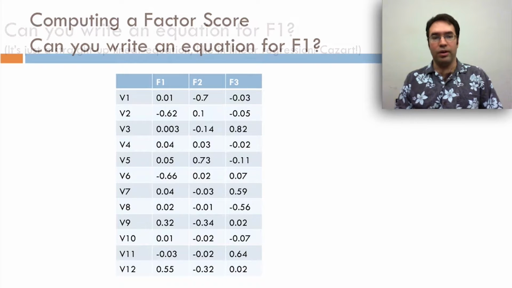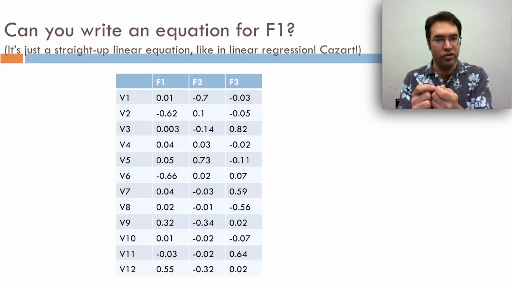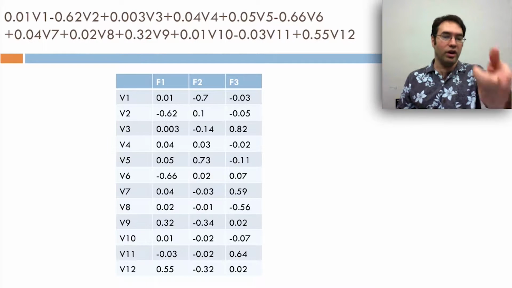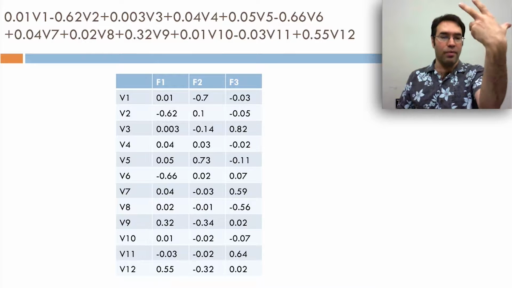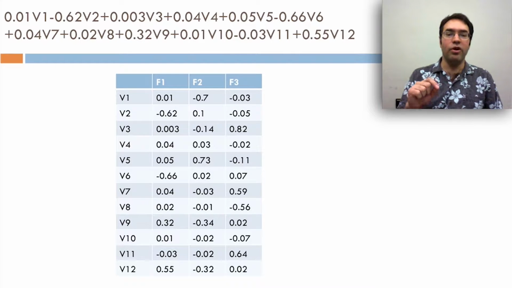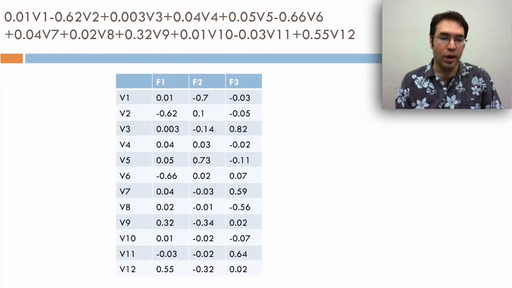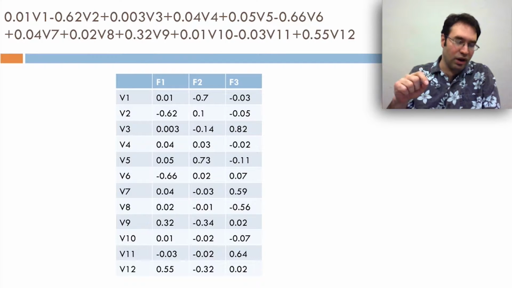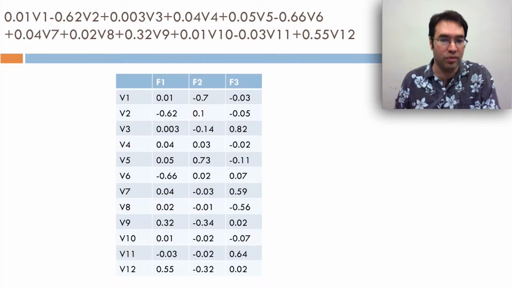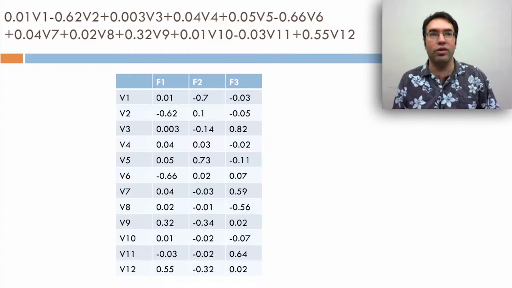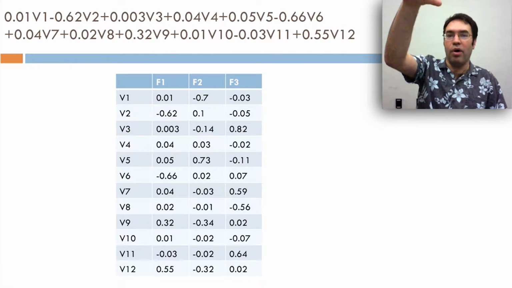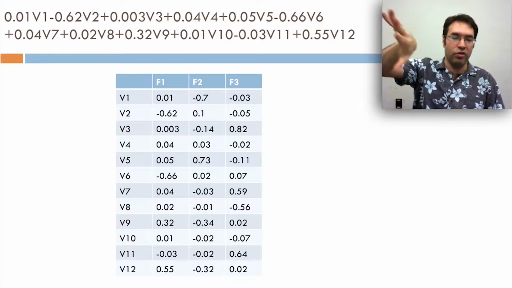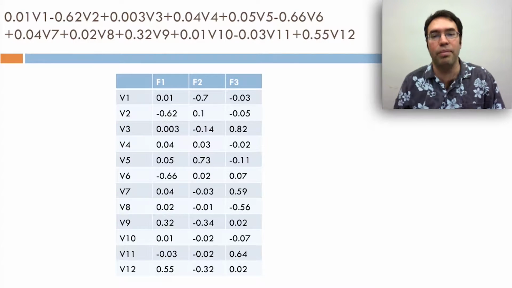Turns out to be pretty easy. You just take a straight up linear equation, like in linear regression. So, for example, what you'll get here for factor 1 is, look at the top left cell, 0.01 times V1 minus, go 1 down, 0.62 times V2, and going down again, plus 0.003 times V3, and so on all the way through V12. You might want to pause here and take a look, and you'll see that every single thing in F1, whether the number is big or small, negative or positive, is going to end up being in this equation.